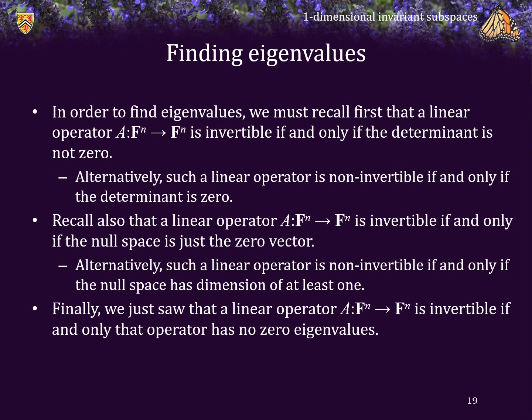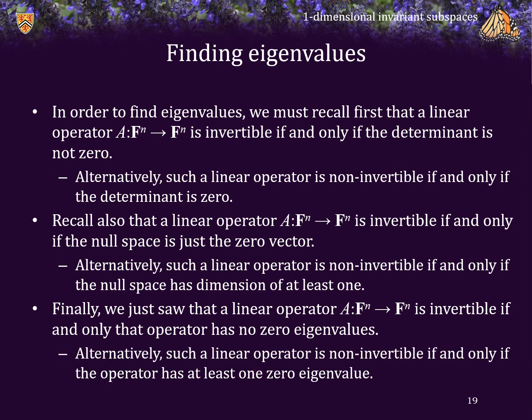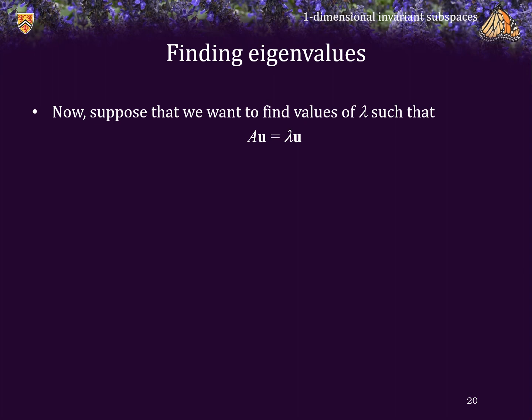Finally, we saw that a linear operator is invertible if and only if that operator has no zero eigenvalues. The converse to this, of course, is that a linear operator is non-invertible if and only if the operator has at least one zero eigenvalue. Now, suppose we want to find values of lambda such that A times U is equal to lambda times U. This is equivalent to saying lambda times U minus A applied to U is equal to the zero vector.